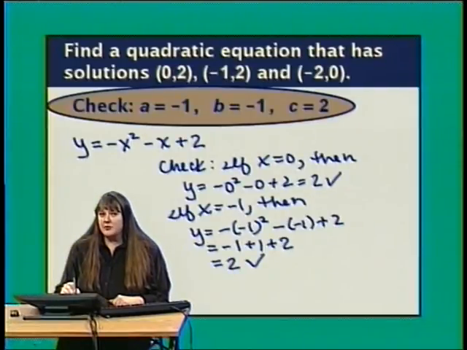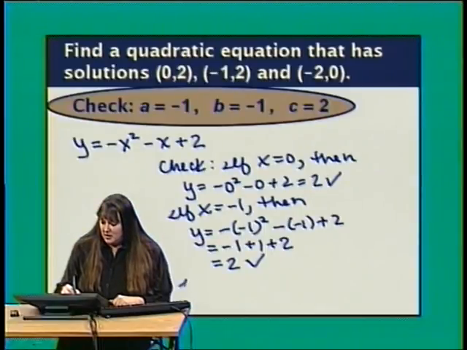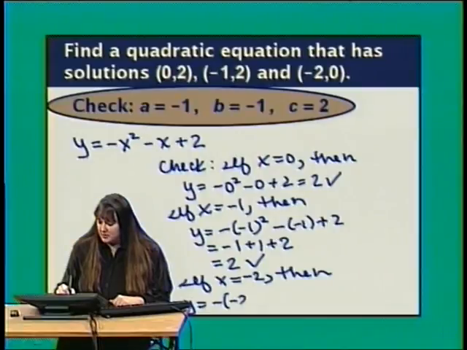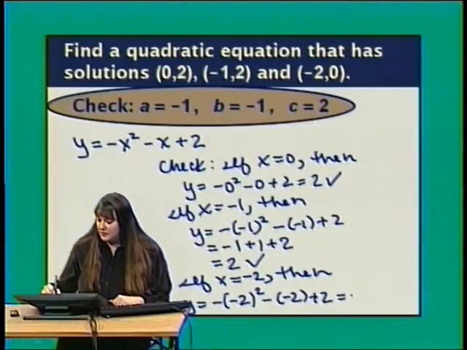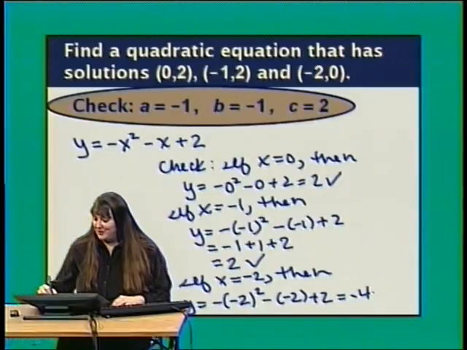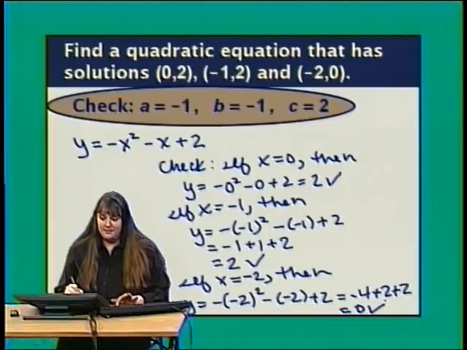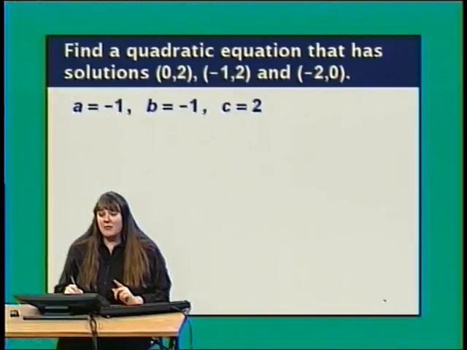So that second ordered pair checks. What about the third one? If x equals negative 2, then I'm hoping y is 0. Well, y is going to be the opposite of the square of negative 2 minus negative 2 plus 2. That's the opposite of positive 4 plus 2 plus 2, which is indeed 0, so that one checks as well. So now I know a quadratic equation that passes through these 3 points.